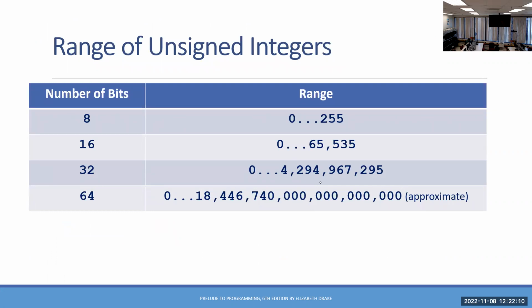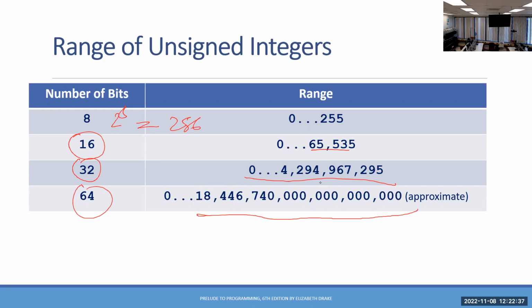If you store in 8 bits here, you can store 2 raised to the power of 8, that means 256 values only, right? But of course, if you have 16 bits, that means 2 bytes, you are able to store up to 65,000 and so on. And if you have 32, you have 4 billion, and if you have 64, you have a huge number here. I don't know how to pronounce this one, trillion or whatever.